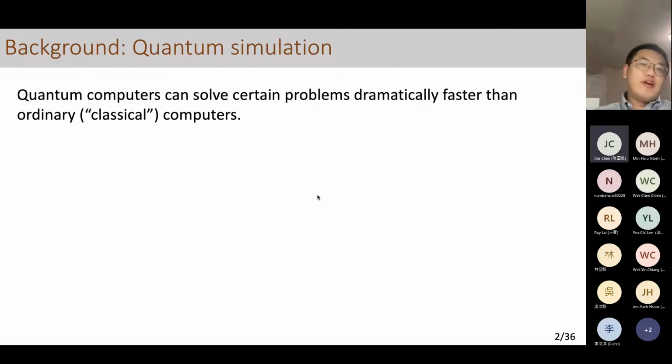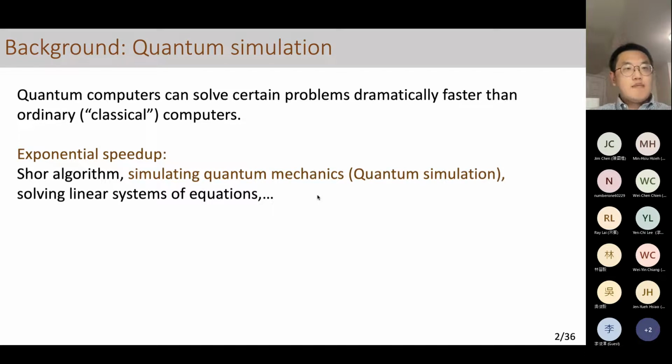It's fine. At first, I would like to give a brief introduction about the background for quantum simulation. Recently, we know quantum computers and quantum algorithms are very hot topics. Quantum computers are believed to solve some problems dramatically faster than ordinary classical computers. There are mainly two types of quantum algorithms. Some algorithms could provide an exponential speedup, like the Zhao algorithm, or simulating quantum mechanics, which people also call quantum simulation, and also solving linear systems of equations.